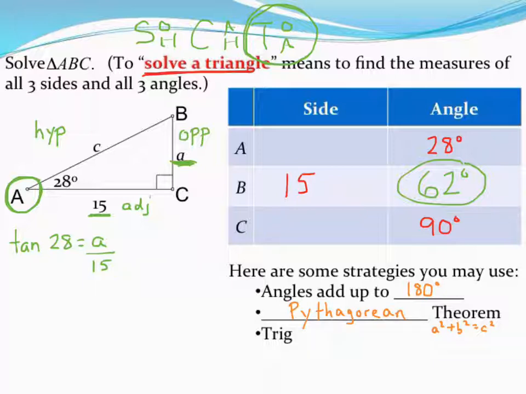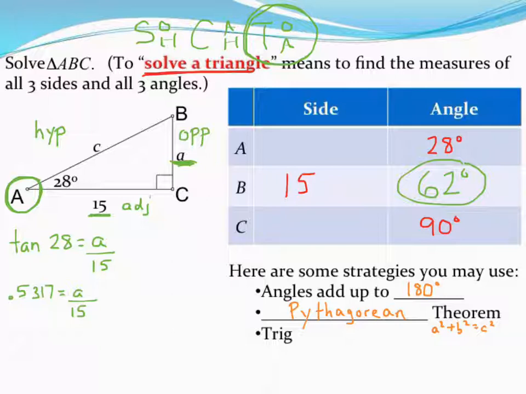Using a calculator, finding the tangent of 28, I want to round that to 4 decimal places just to be as accurate as possible. I find that to be 0.5317. If you're not getting that, just make sure you're in degree mode, which I showed you in a previous video how to do, equals A over 15.